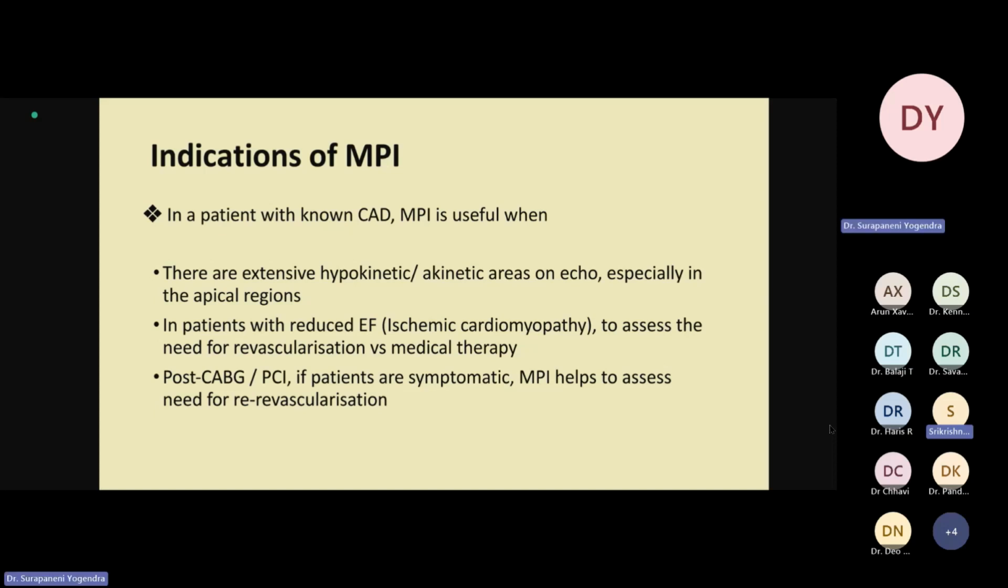Okay. So indications of myocardial perfusion imaging. In a patient with known coronary artery disease, it is useful when there are extensive hypokinetic or akinetic areas on echo, especially in the apical regions. In patients with reduced ejection fraction, ischemic cardiomyopathy, to assess the need for revascularization versus medical therapy. And in post-CABG or PCI patients who are symptomatic, MPI helps to assess the need for revascularization.